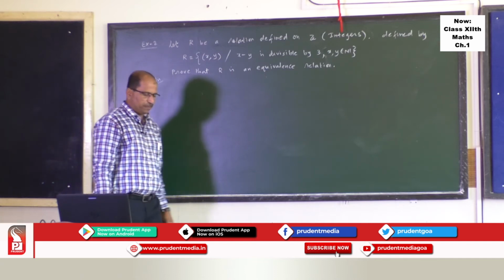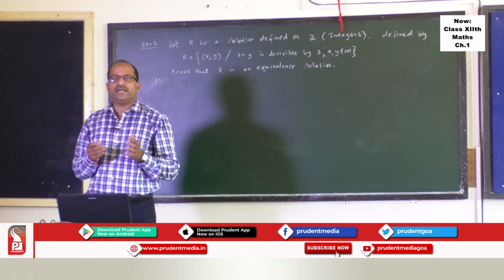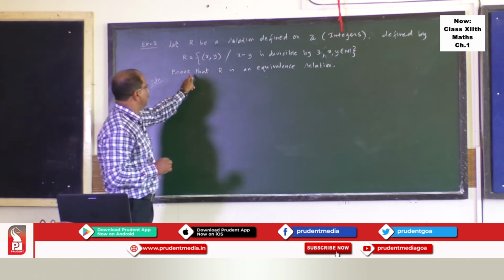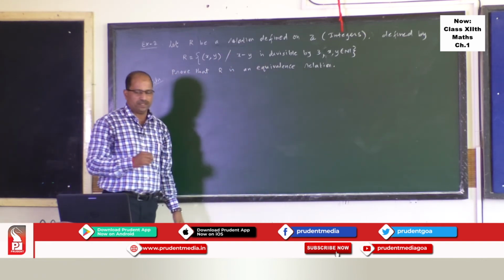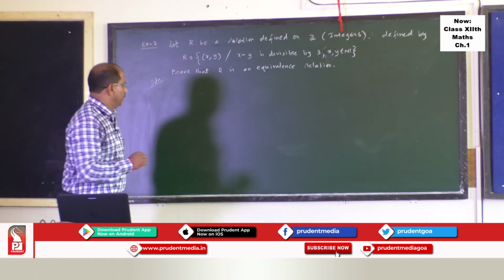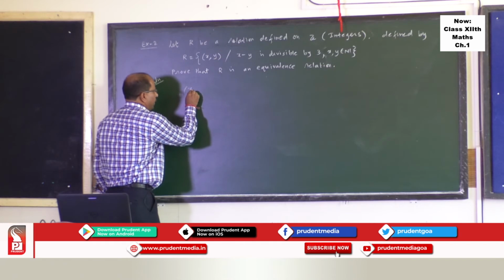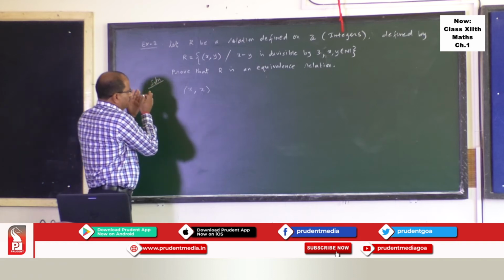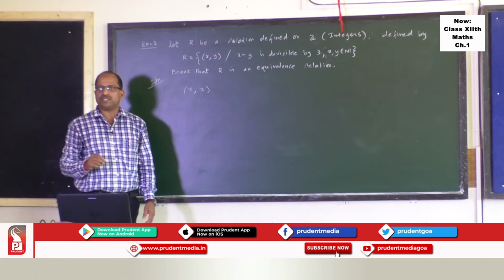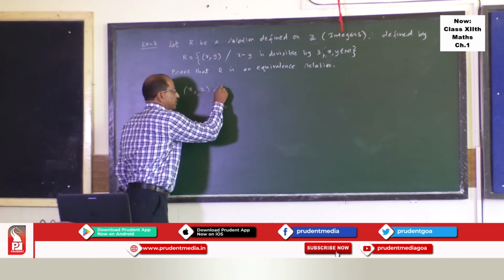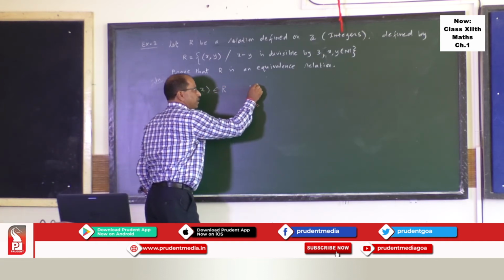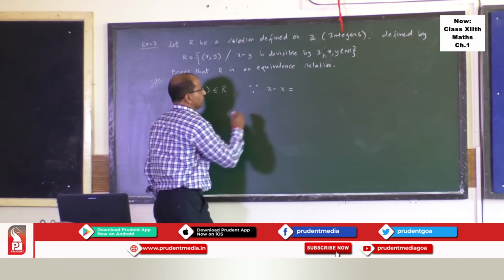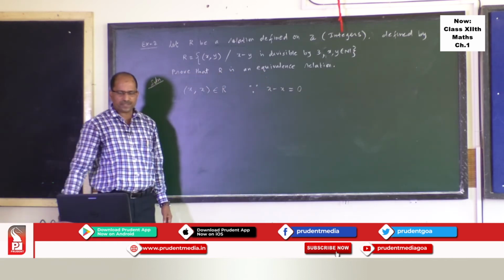Let us try the first property, that is the reflexive property, whether it is reflexive or not. But here the problem is saying prove that it is an equivalence relation, so it must be reflexive. So here we will take x comma x and try whether x comma x for any x belongs to the relation or not. It belongs to the relation because the difference of x and x is equal to 0. x minus x is 0.